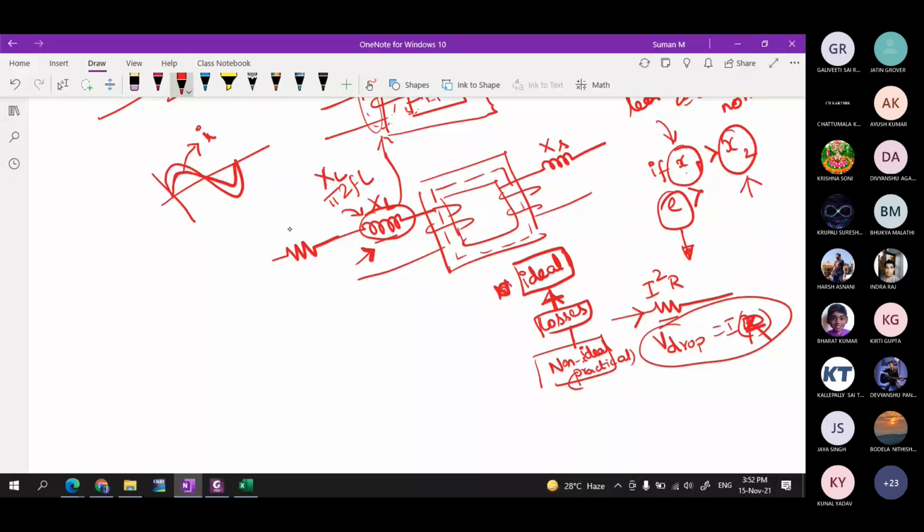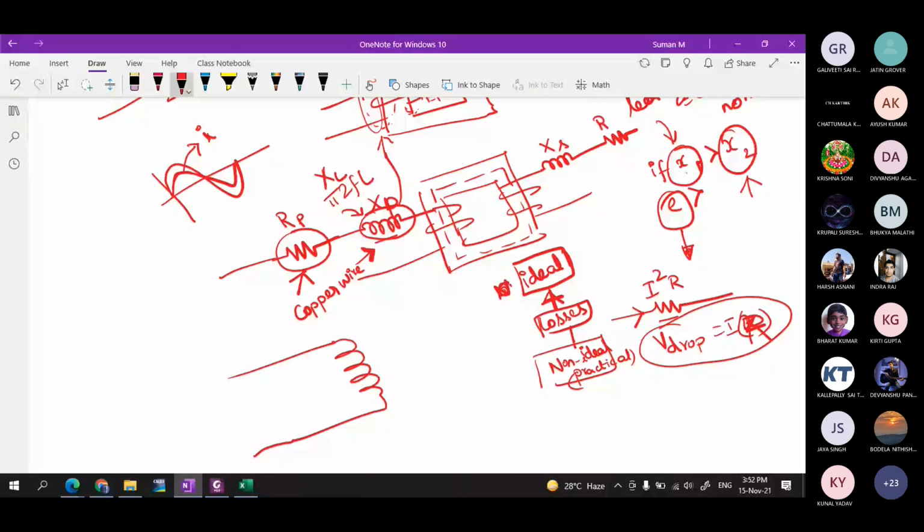This is going to represent the leakage flux. This is going to represent the copper loss in the wire as well as the winding. You have a wire wound over that leg, and the complete resistance of this wire can be represented with this resistor. This is RP, because it is the primary resistance. Here you can mention XP, primary reactance. Here you can mention XS, and on the secondary side RS. The secondary terminal is also a conductor, and the conductor has its own resistance, so we mention RS here.